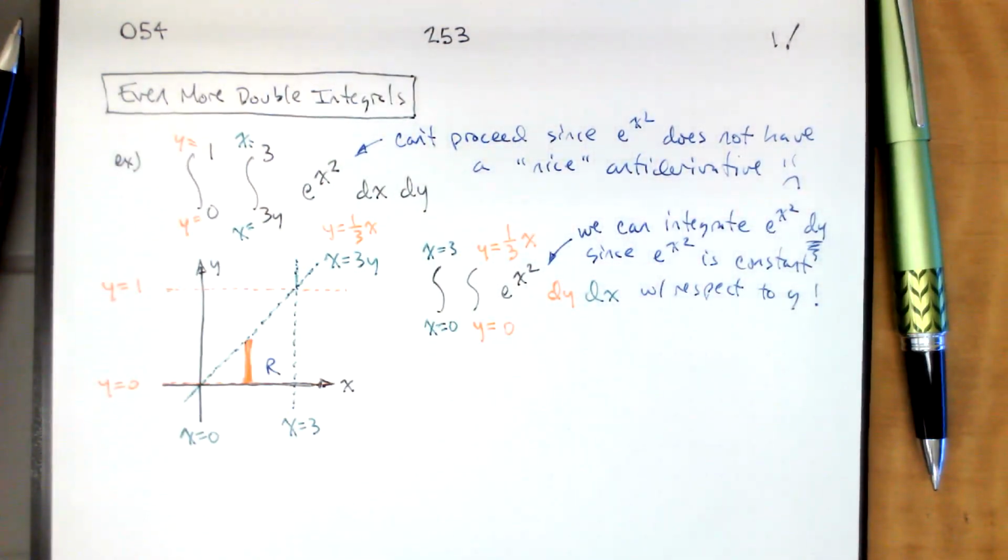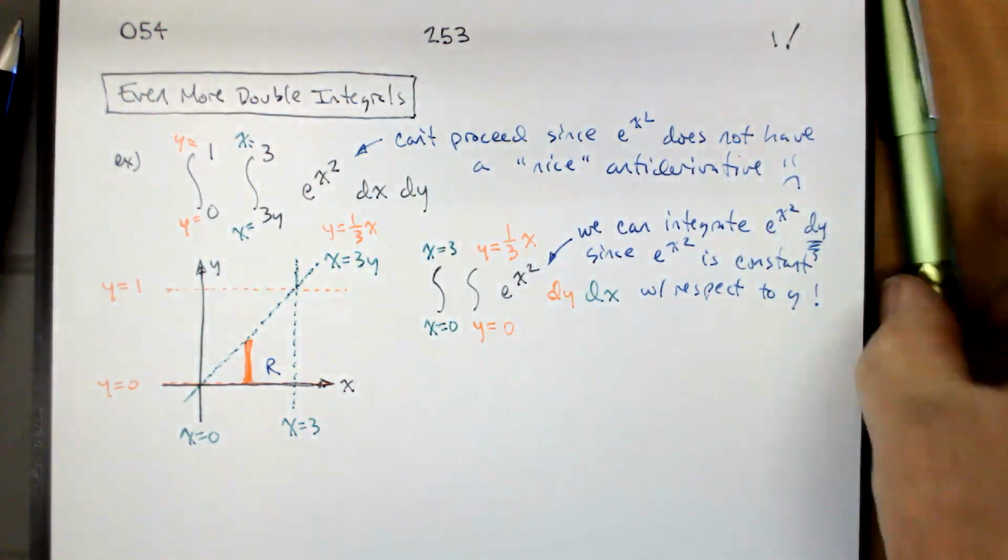So now we can integrate e to the x squared dy because e to the x squared is constant with respect to y. You don't have to worry about this. It doesn't have a nice antiderivative business. Any questions? So let's integrate. The integral of e to the x squared dy is going to be y times e to the x squared.